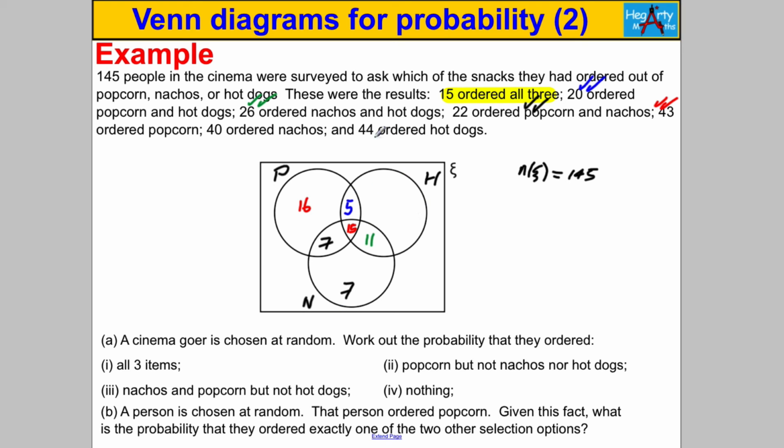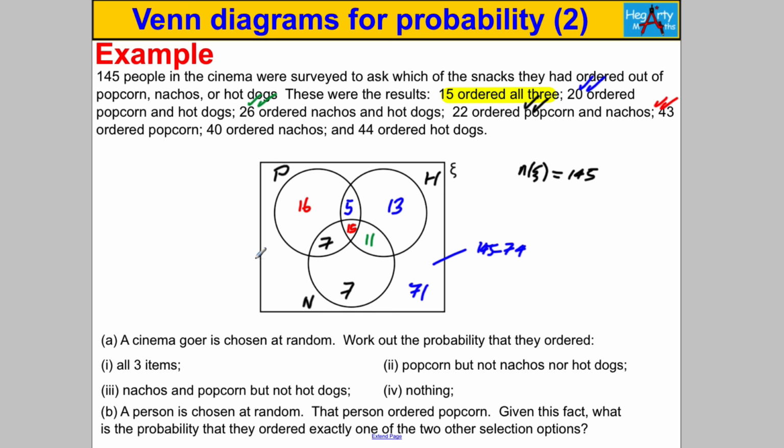And this one here, we're told 44 ordered hot dogs. So this whole circle must add up to 44. 5 add 15 is 20. Add 11 is equal to 31. So if we do 44 subtract 31, we get ourselves 13. We're nearly done. We just have to check how many people must be outside here. So if we add up those numbers, we get ourselves 74. So how many people must be outside? 145 subtract 74, and you get yourself 71 people here.